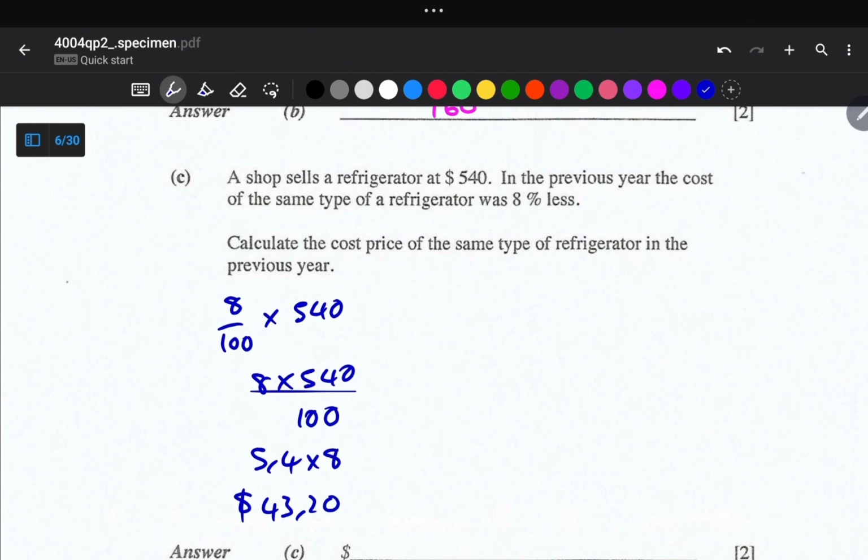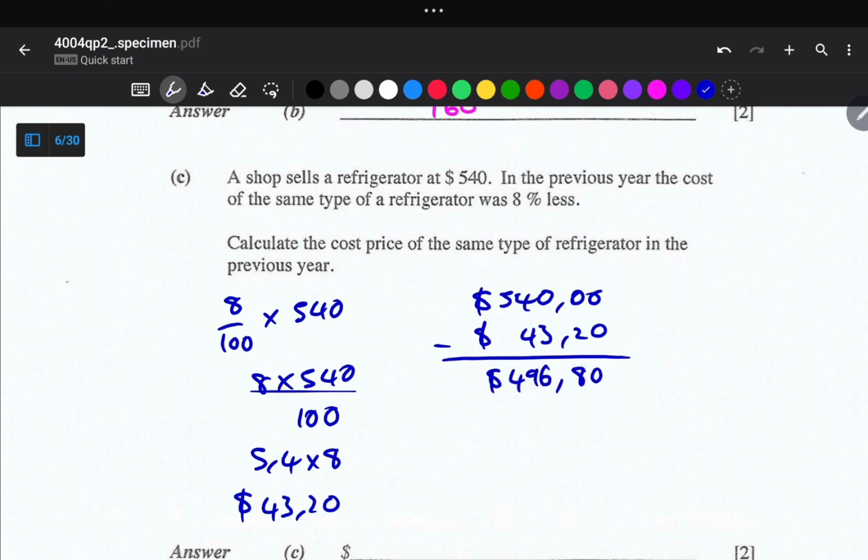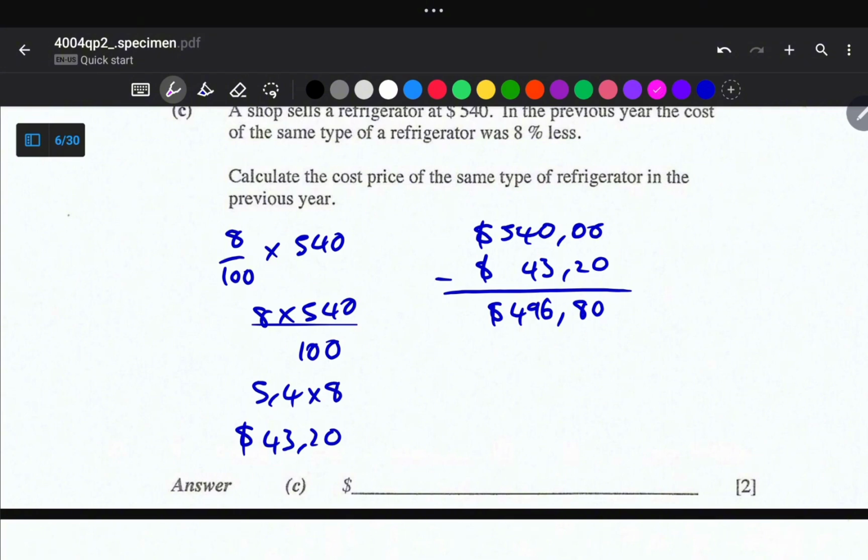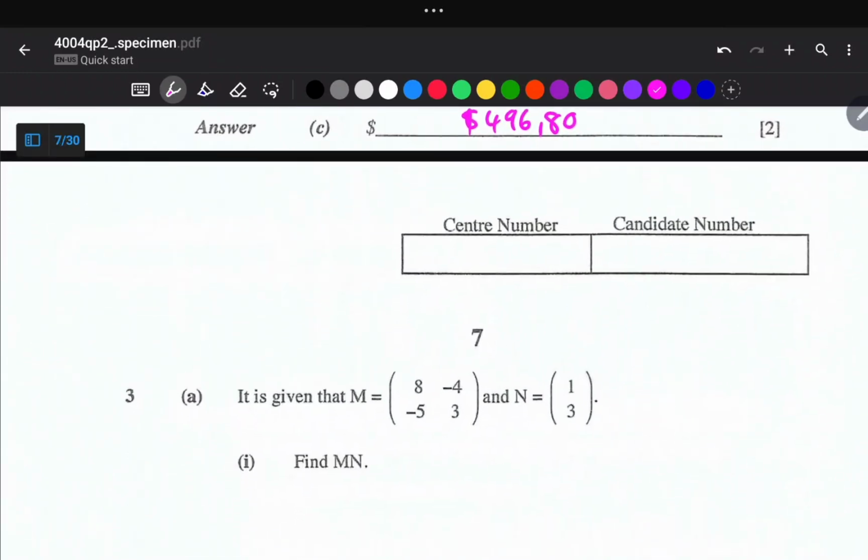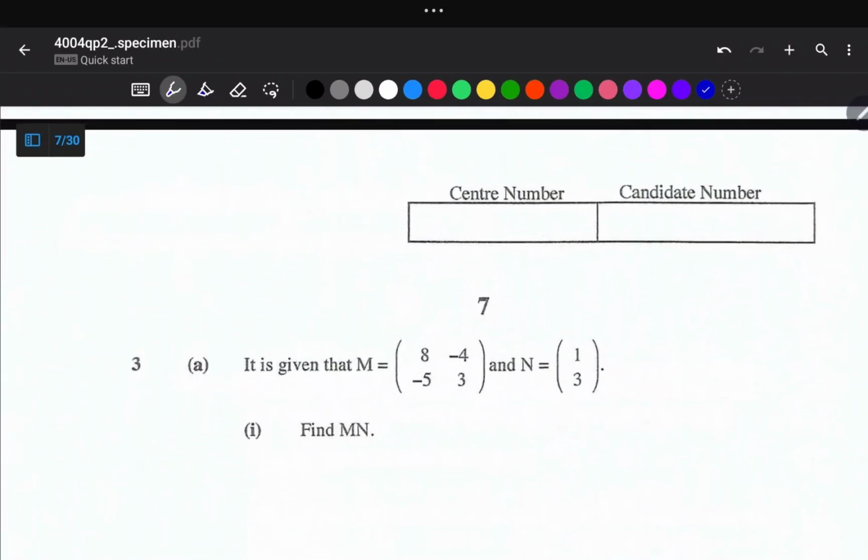So the price of the refrigerator in the previous year is 540 minus 43.2. So 540 minus 43.2 is equal to $496.8. So this is the price of the refrigerator in the previous year. It is $496.8. Okay. And then number 3 says, it is given that M is equal to this matrix.